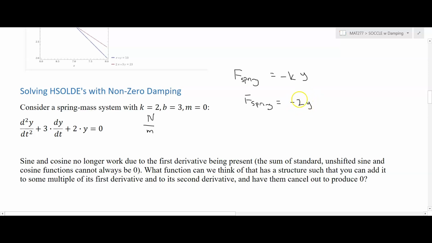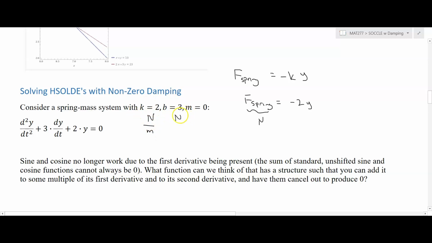So you can see that the spring force, which is measured in newtons, is going to be -2 times the displacement. So for every 1 meter you increase y by, the spring force will get bigger by a factor of 2 newtons. So that also helps justify this newtons per meter.